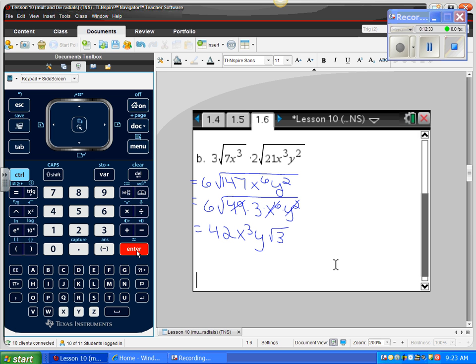What happens to the 6? What's my index? What's 6 divided by 2? Okay, square root of x to the 6 is x cubed. It comes out. What's square root of 49? 7. What's 7 times 6? 42. You multiply it. Okay?